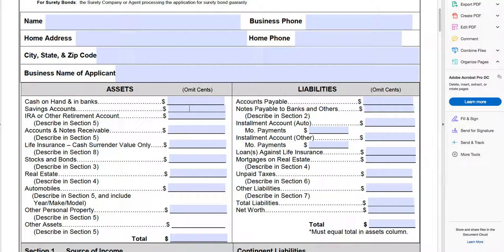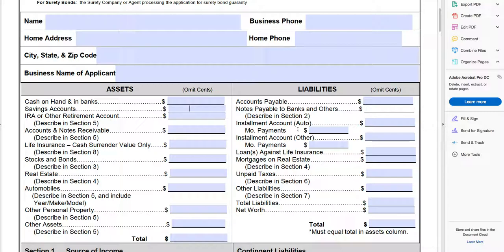Okay. The next thing that we want to talk about is the liability section right here. The first thing is the account payables, which is all of the products or services you purchase on credit. This does not include credit cards or other personal lines of credit, but it's not a commonly used item. Most people will have this as zero.